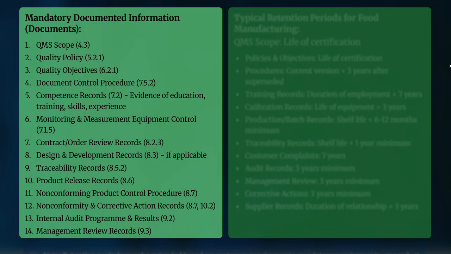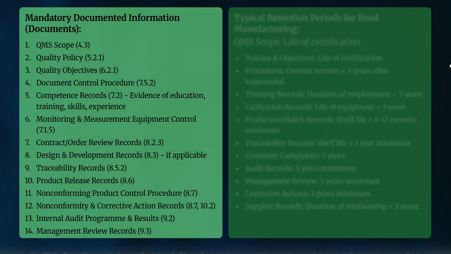So you have QMS scope as per clause 4.3. You need to have quality policy as per clause 5.2.1. You need to have quality objectives as per clause 6.2.1. You need to have document control procedures as per clause 7.5.2.